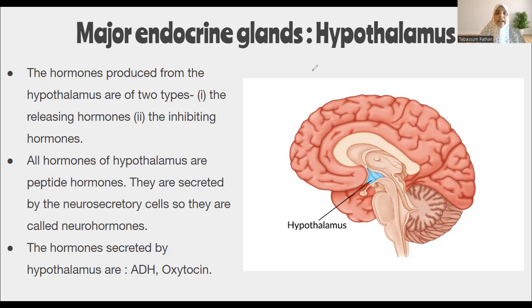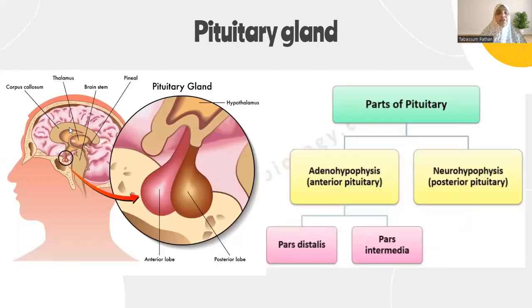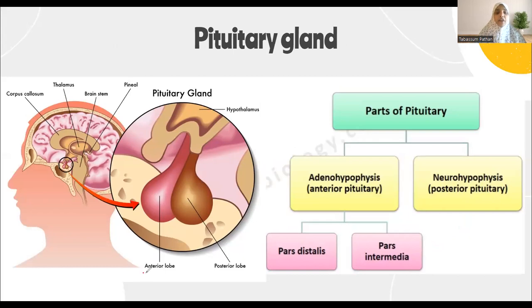Moving to the pituitary gland. As you see in the diagram, the different parts of the brain over here, the hypothalamus, and then you have this pituitary gland. The pituitary gland has two lobes, the front lobe and the back lobe, the anterior lobe and the posterior lobe. Both of them have different roles and functions. The anterior lobe secretes a certain set of hormones and the posterior lobe secretes a different set of hormones. The anterior pituitary is also known as adenohypophysis, and the posterior is known as neurohypophysis.